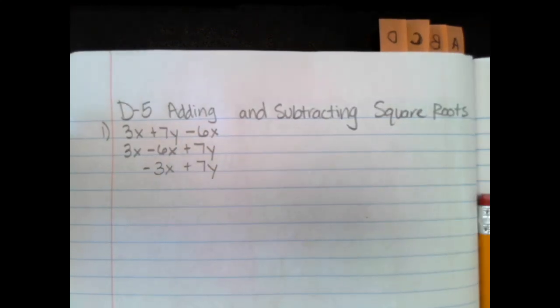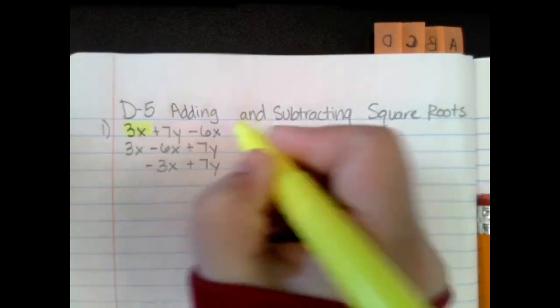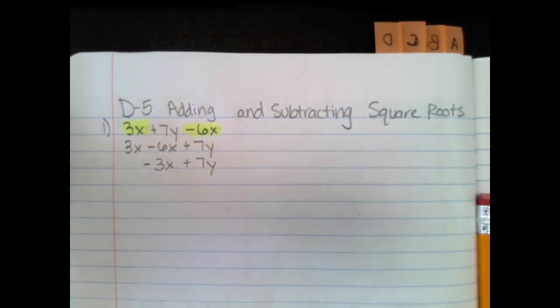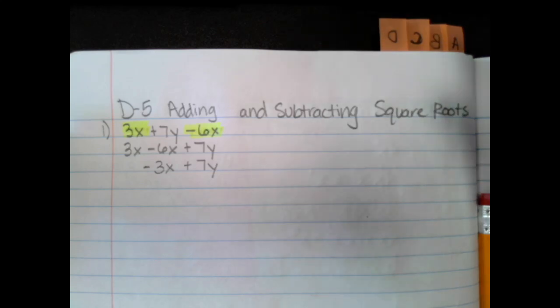Kind of remembering it a little bit? Okay, so if you want to grab a highlighter, you can highlight those like terms, the 3x and the negative 6x. That was kind of our big thing here.